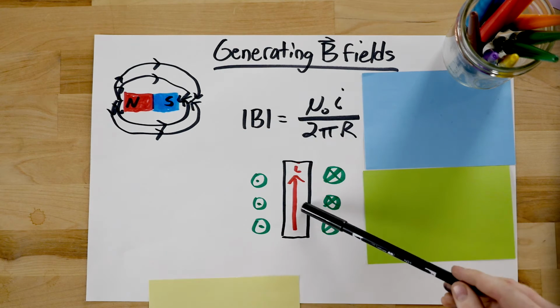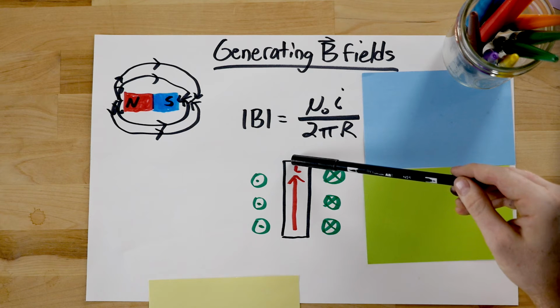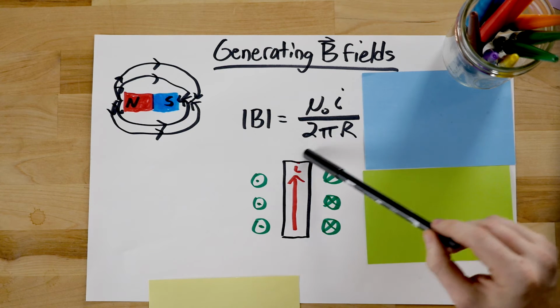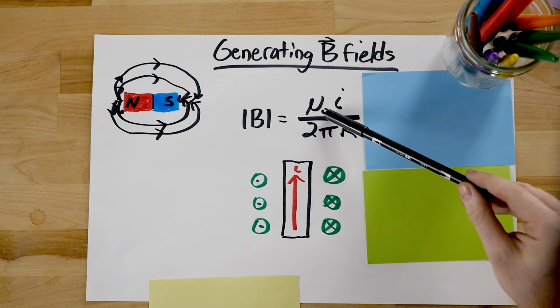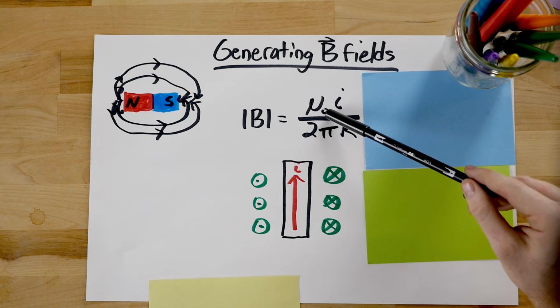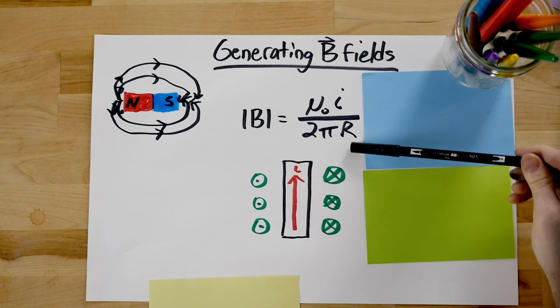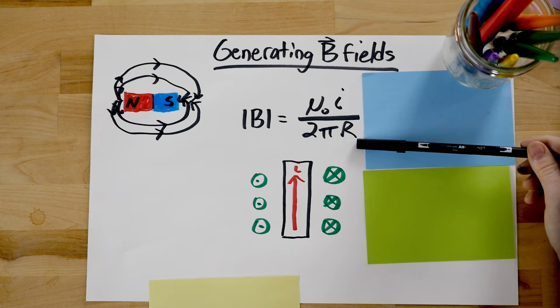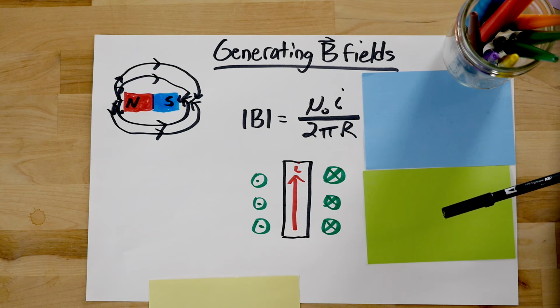If you have a wire with current I, it produces a magnetic field around it according to this equation. Mu naught represents the magnetic permeability of space. This is a lot like epsilon naught, but for magnets. Now you can see that this decreases as a function of r, so the further out you are from the wire, the smaller the magnetic field you will feel.